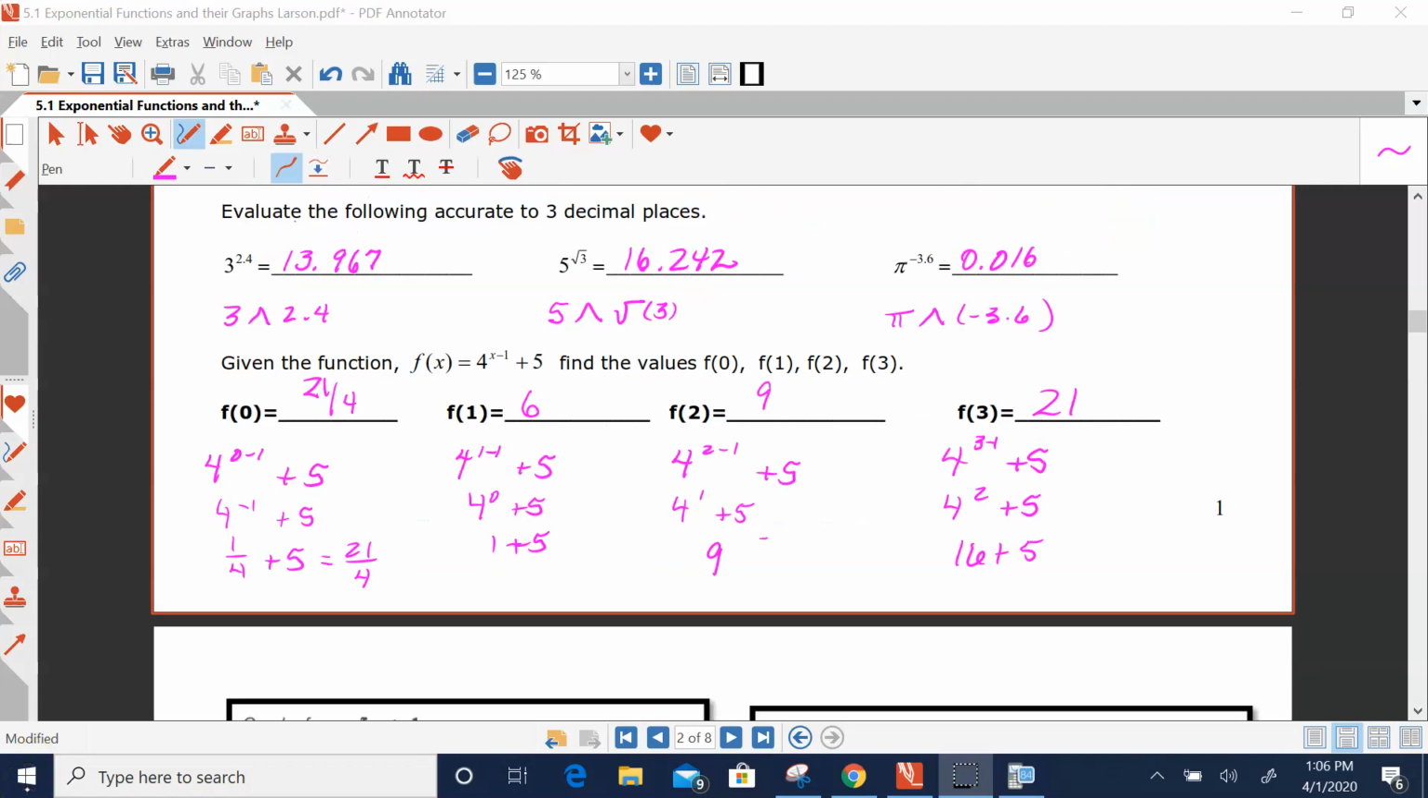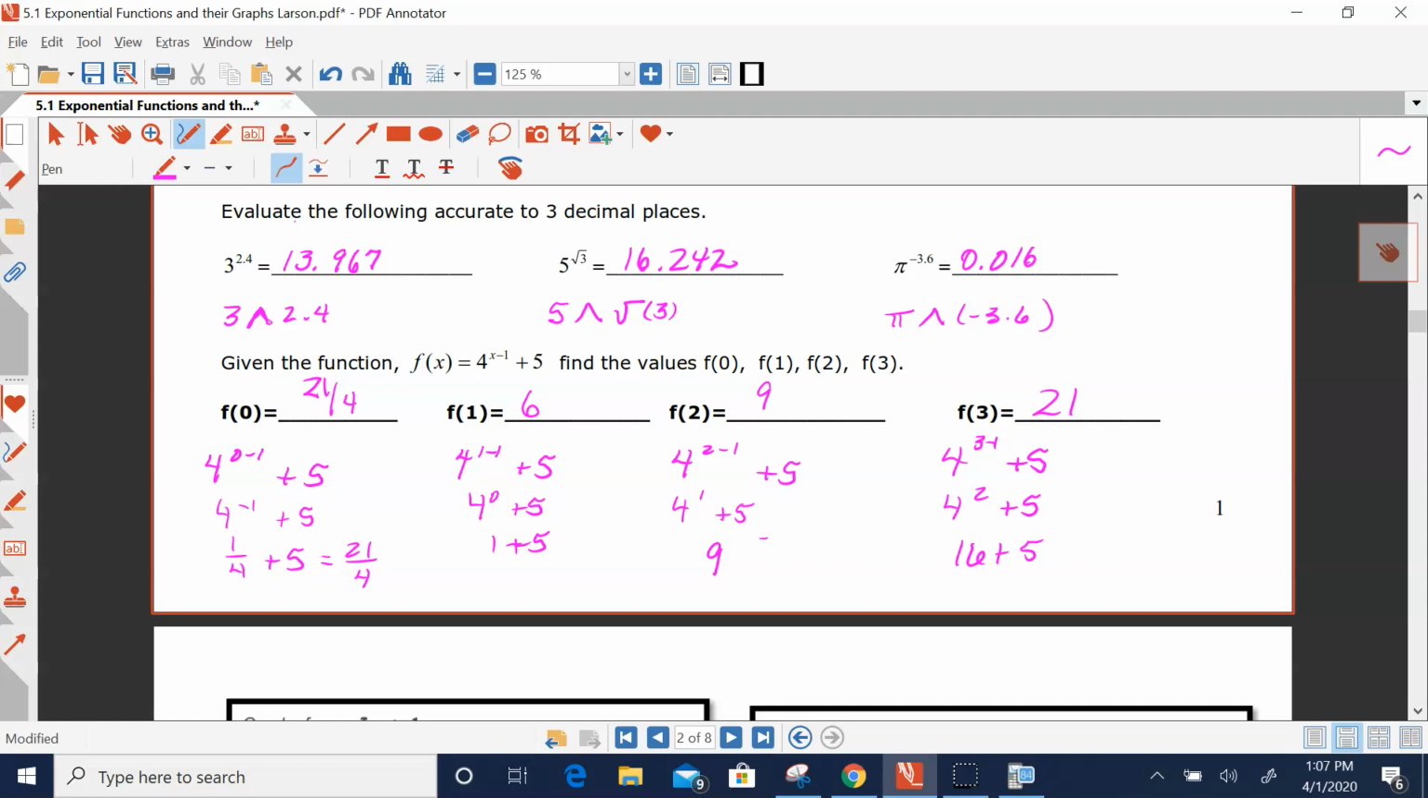So now you can check your answers. First value, and we're going to 3 decimal places here. So the first value is 3.967 when I round it. Second value, 16.242, and last value, 0.016. And I've shown right below each one of those how you would enter that on your calculator using that caret key. And remember, that caret button is right below your clear button on the TI calculator.